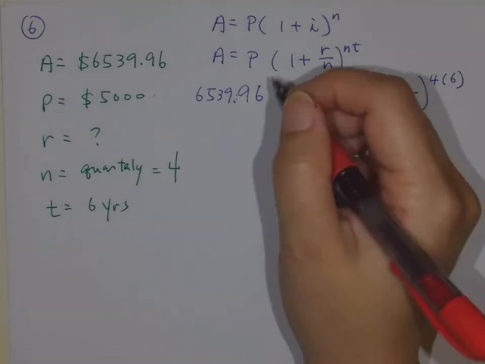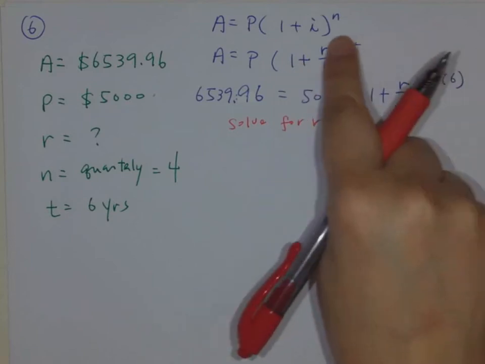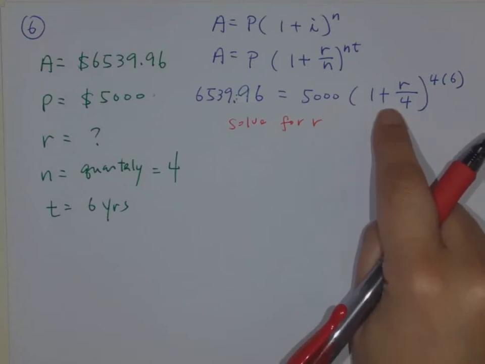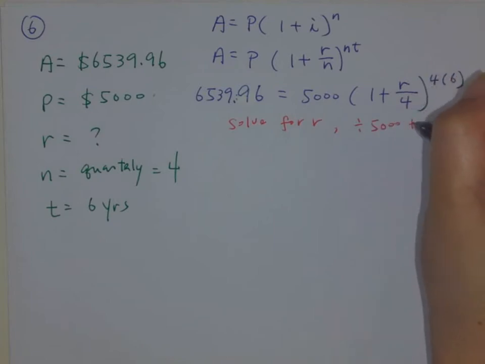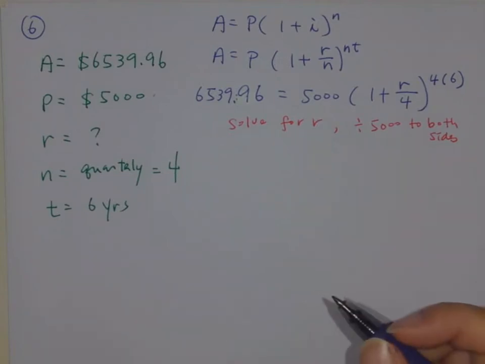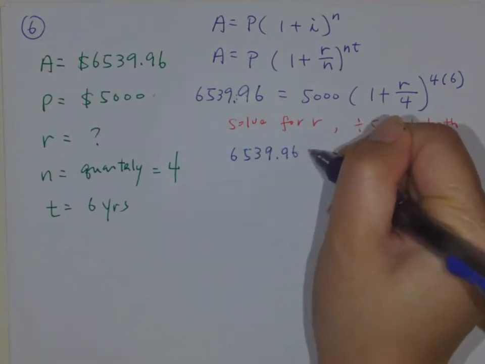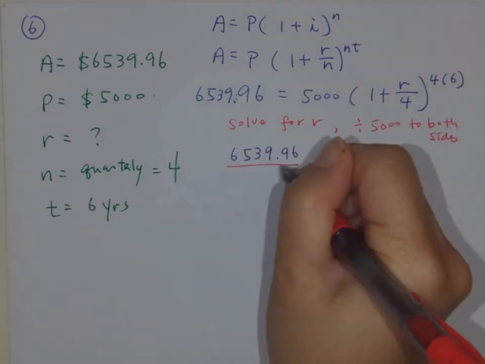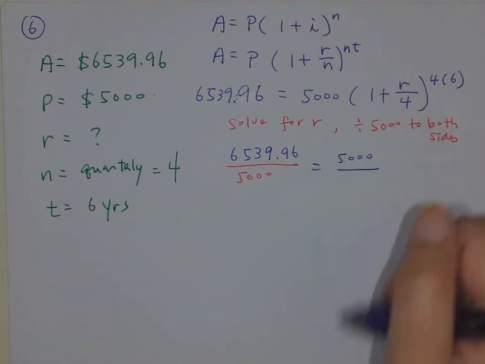Because we're trying to solve for r, we want to make this side simpler. So if I can get rid of the 5,000, that would be good. 5,000 is multiplying this, so the opposite would be what? We need to divide by 5,000 on both sides. So 6,539.96 divided by 5,000, and then on this side, you have 5,000 divided by 5,000.